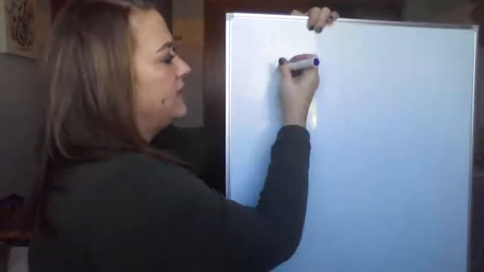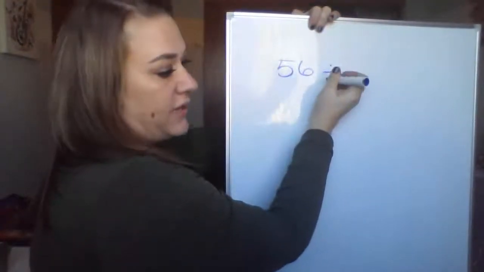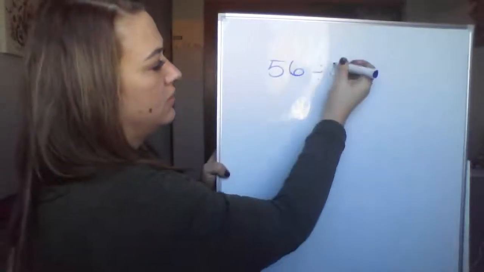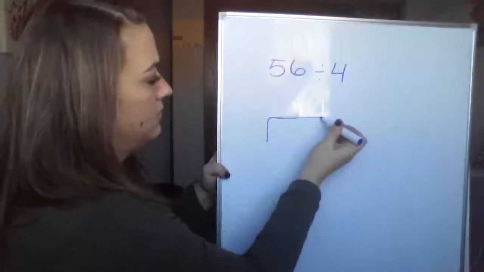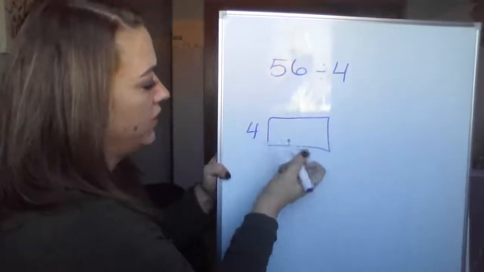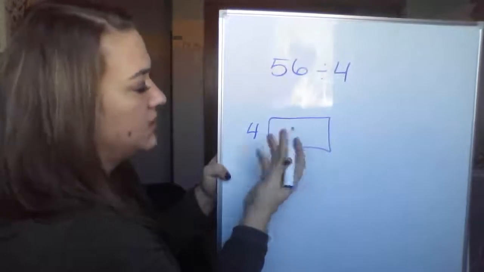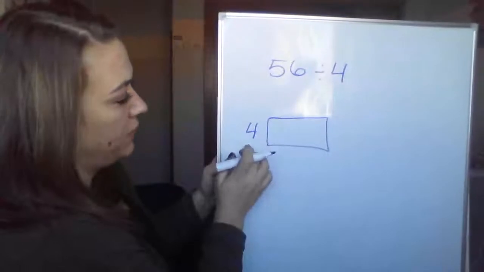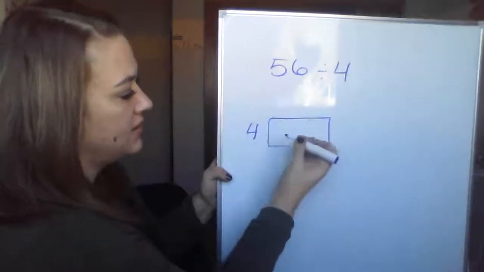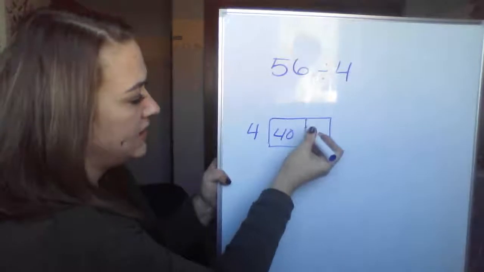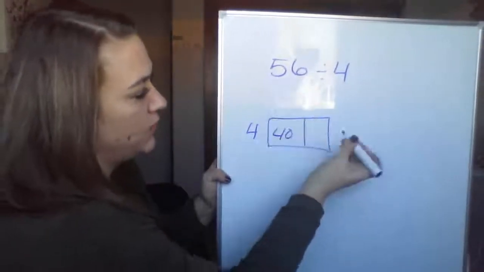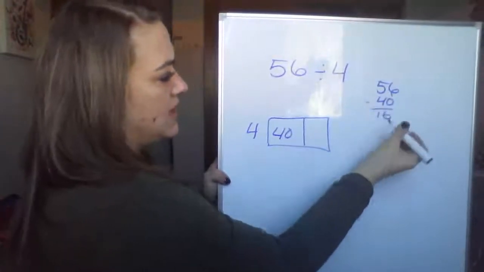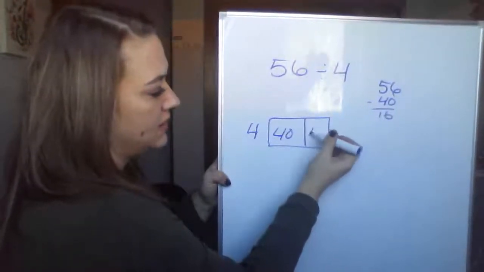Okay, so we're going to do 56 divided by 4. Okay, so we know what our side is going to be is 4, and this one won't have a remainder, but we know that rule of thumb, I'm always going to multiply my 4 times 10. Well, 4 times 10, that's going to give me 40. That's less than 56. 56 minus 40 leaves us with 16. So I know that my other part's going to be 16.